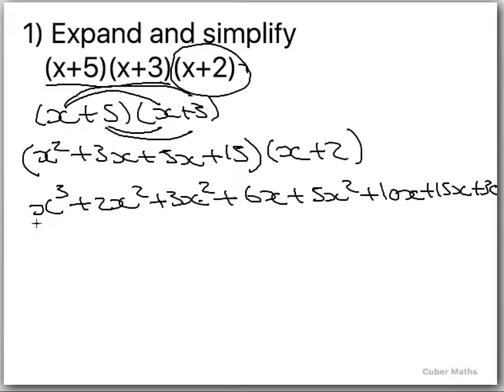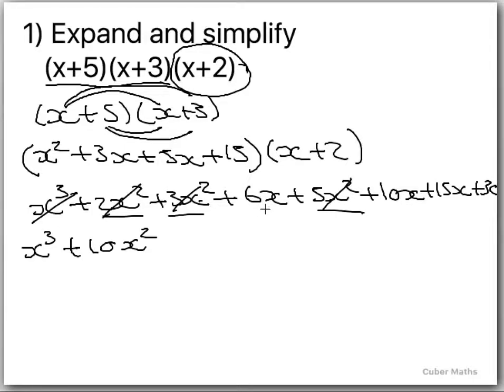Now, what we need to do is simplify. If we take our x cubed first, we only have one of them, so we write x cubed, then cross that off. Now we're going to take all our squares. We've got 2x squared, 3x squared, and 5x squared, which gives us plus 10x squared. Then we're going to cross all those terms off so that we don't count them twice.